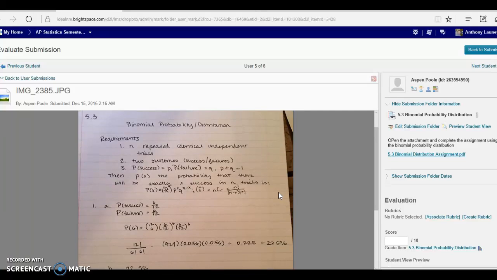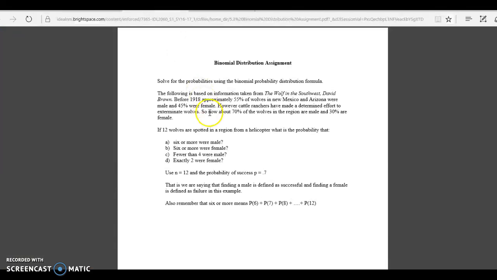Two different ways. This is for the binomial probability distribution. You have the correct requirements here, and we can recognize this problem in assignment 5.3 as a binomial distribution because it fits all that criteria. If 12 wolves were spotted in this region from a helicopter, what is the probability of that? I'll do part B, 6 or more were female.